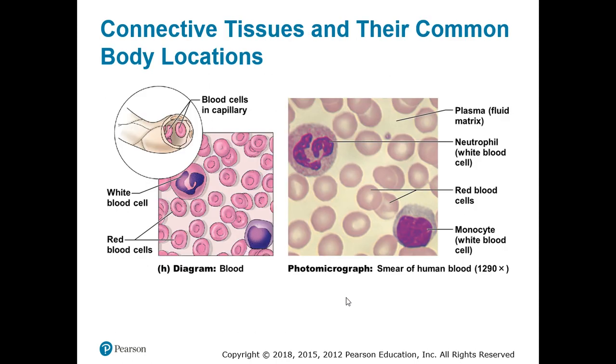So over here is an example of blood. If you were to put it on a slide, you have your red blood cells, but you also have your white blood cells mixed in there as well, and all this open space is going to be your blood plasma that it is floating in.